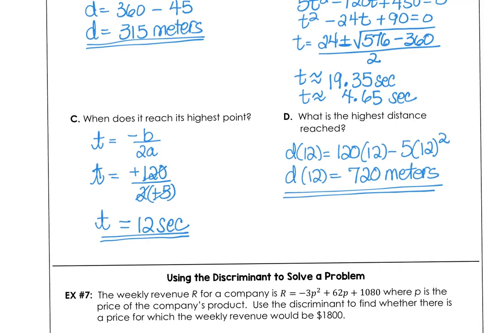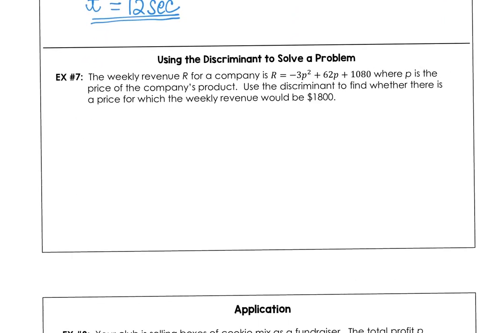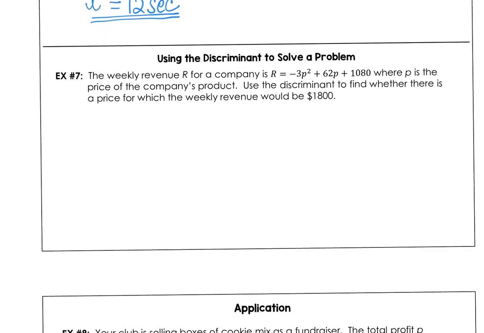And then example C7 says we have the weekly revenue for a company is R equals negative 3p squared plus 62p plus 1080. And P is the price of the company's product. If we use the discriminant to find whether there's a price for which the weekly revenue would be $1,800. So let's think about that.